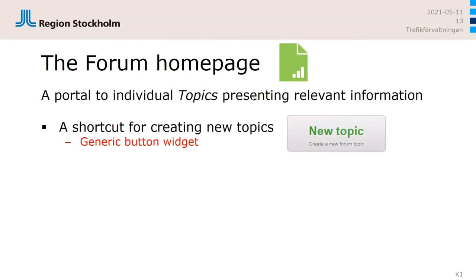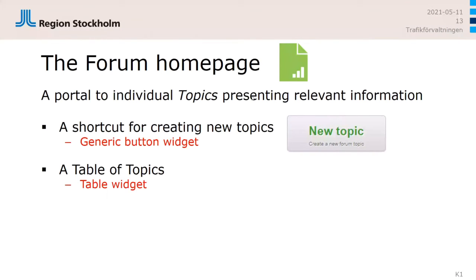And so this forum homepage, it has a few things on it. We have a short, quick button for creating new topics. Nothing strange, just a generic button widget. When you click on it, you get a new topic work item that you can fill in title and description and save it, so you can post a new topic to the forum.